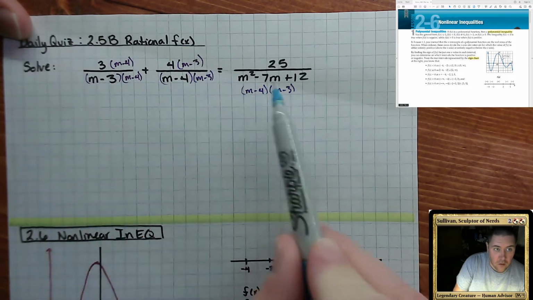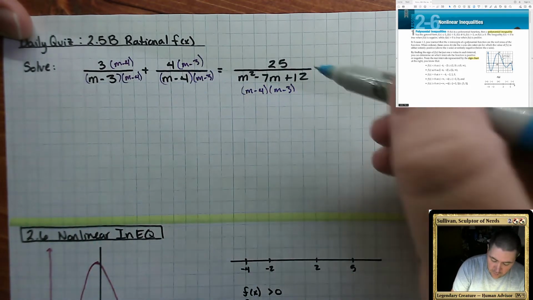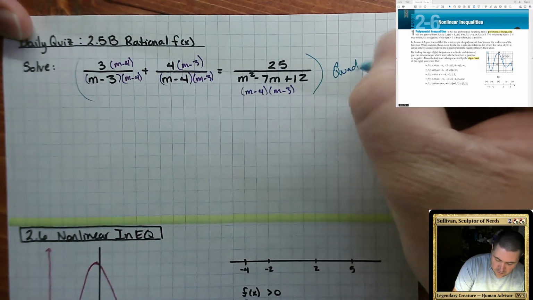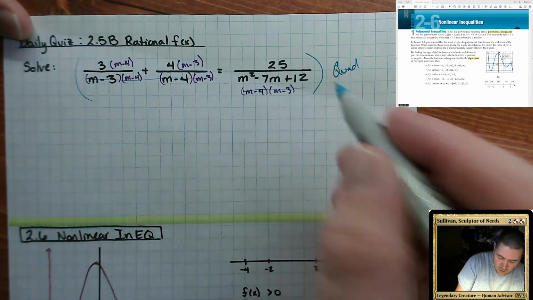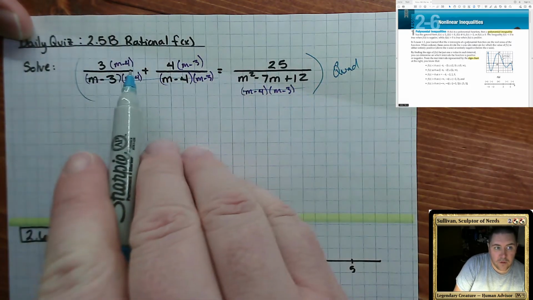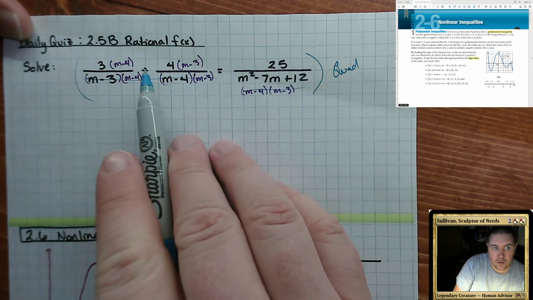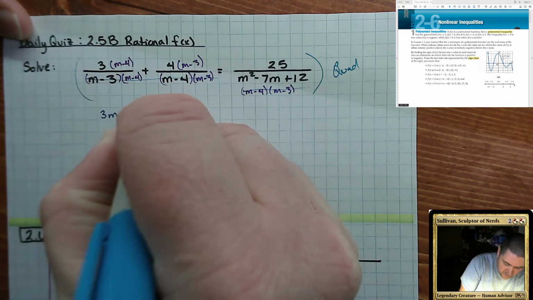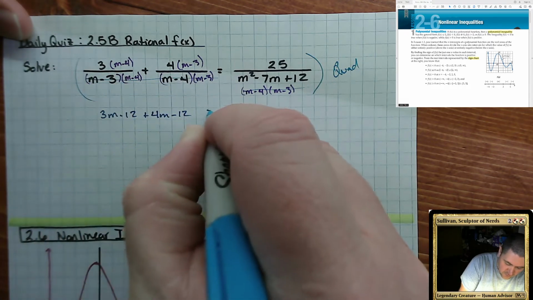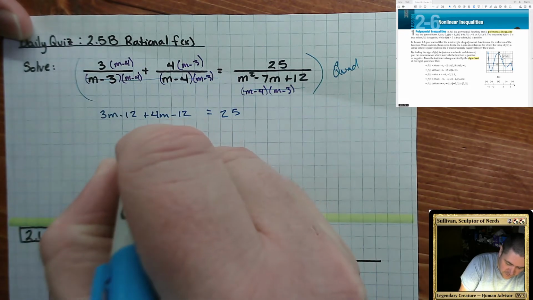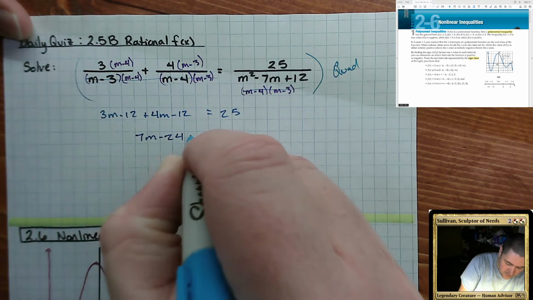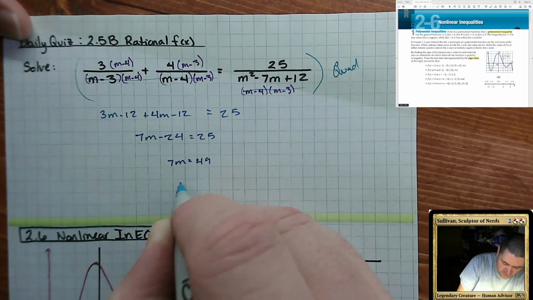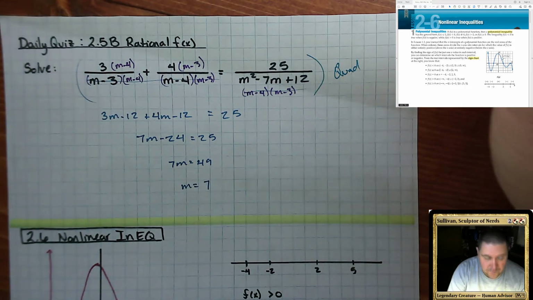Now that they're all over m minus 4, m minus 3, or this quadratic, if I multiply the whole honkin' thing by that quadratic, they will womp, womp, cancel, leaving me with just my numerators, but now those two are combined. So I'll have 3m minus 12 plus 4m minus 12 is 25, combined like terms. 7m minus 24 is 25, 7m is 49, and m is 7.